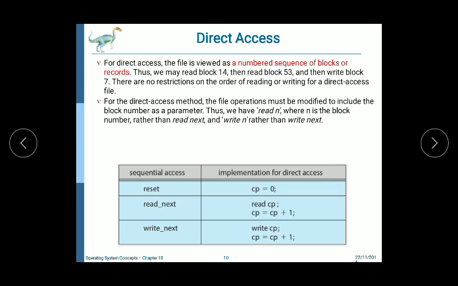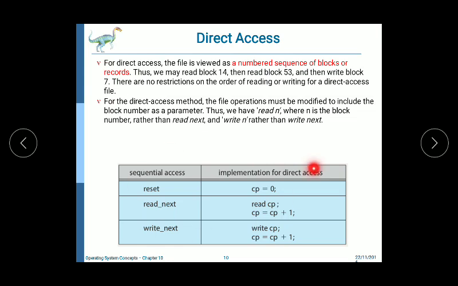For direct access, the file is viewed as a numbered sequence of blocks or records. Thus, we may read block number 14, then read block number 53, and then write to block number 7. See here, there is no restriction on the order of reading or writing for a direct access file. For the direct access method, the file operation must be modified to include the block number as a parameter. Thus, we have read n, where n is the block number, and write n rather than using write next.